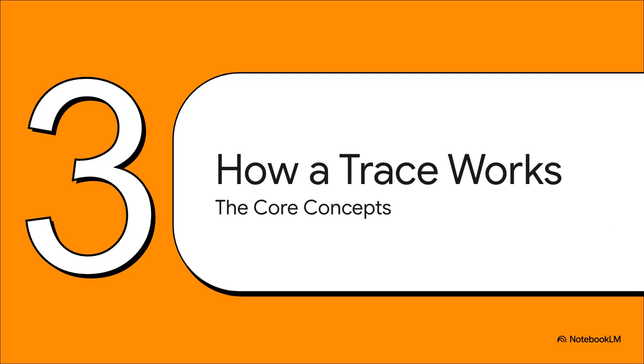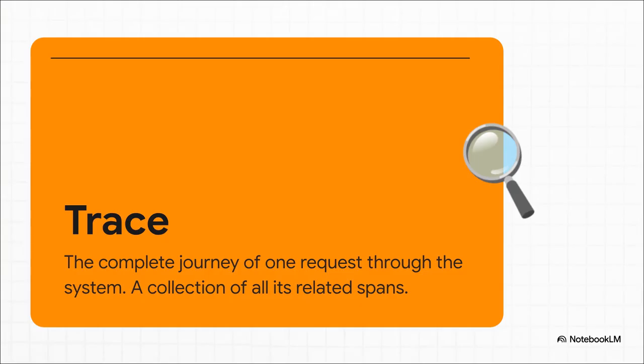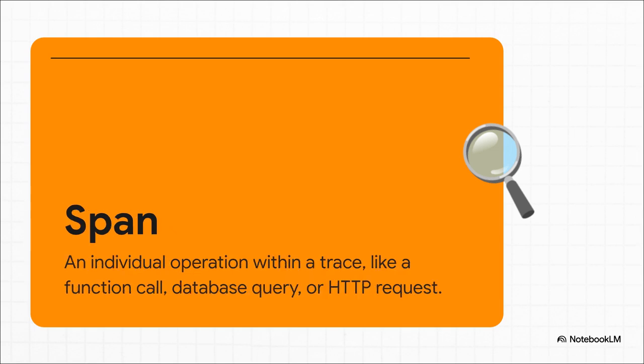Okay, so this seems a little bit like magic, right? How does this security camera actually work? Let's quickly pull back the curtain and look at the core ideas that make it all possible. First thing you need to know about is the trace. You can think of a trace as the entire case file for one single request. It's the complete story from A to Z of one user's checkout experience as it travels through your entire system. Now, inside that case file, inside that trace, you have spans. A span is just a single piece of evidence. It's one specific step, like a call to the database or a request to the payment service. And each span has its own timing data, building up the complete picture.